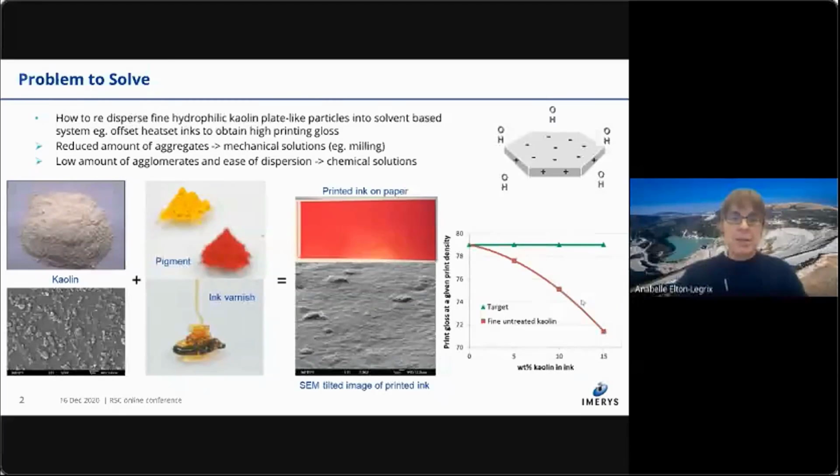Obviously, at Imerys, we're doing the right processing so that we're reducing the amount of large aggregates in the kaolin by doing the milling. But what we need to look at as well is when the kaolin particles are included in the ink varnish, that they're going to disperse as well as possible back to their single particle size, and there are no agglomerates formed. That would guarantee that when the kaolin is added to the ink layer, you don't get any large particles sticking out on the top, because that would reduce the gloss, which is not what we want.